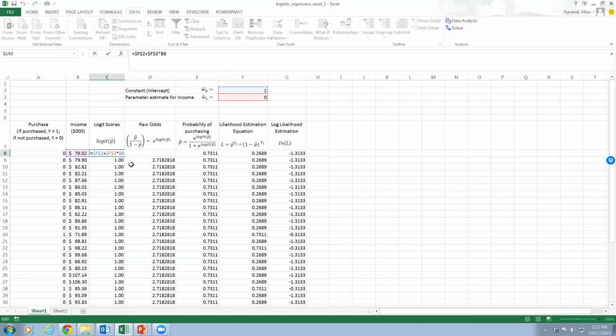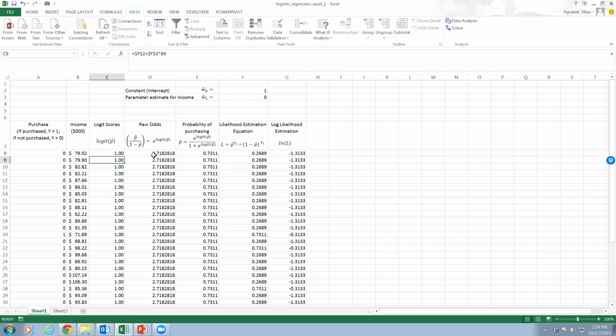So I'm going to say function 2. So you see here 1 plus 0 times 79.02. Or I'm going to do it here again. So I can say equals, I'm going to say this one, I'm going to fix that cell, plus this cell, I'm going to fix it again here, times this value here.